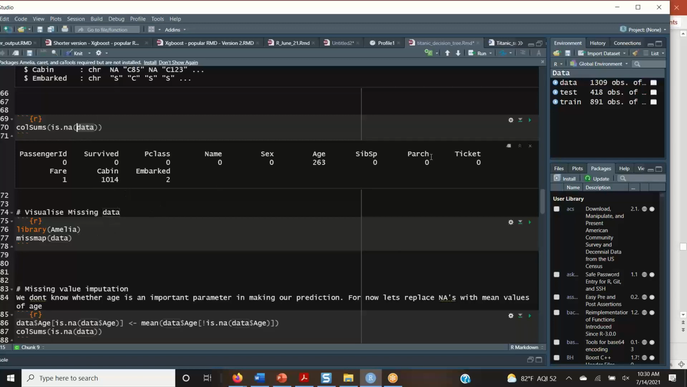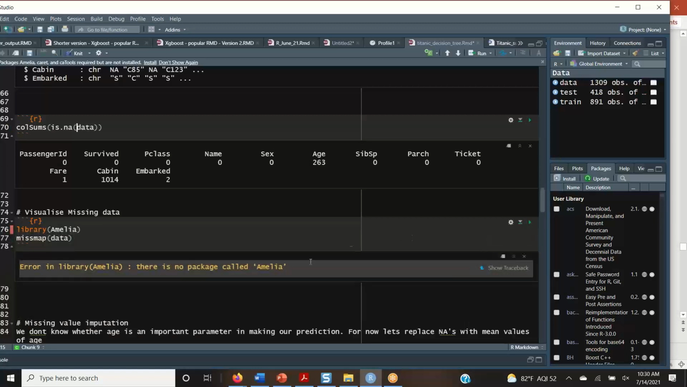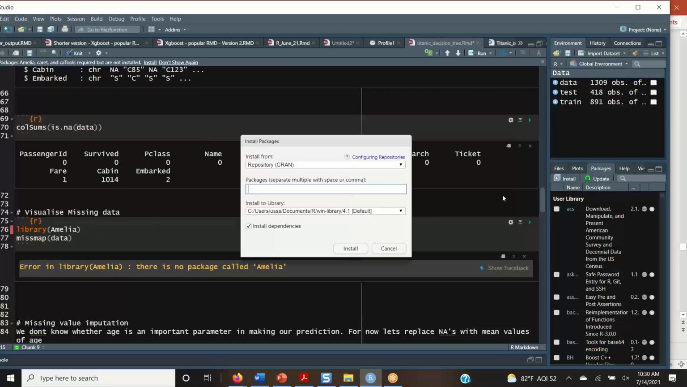Now we do some visualization to figure out whether we can understand it visually or not. The library for the media package is not there. I don't know why.